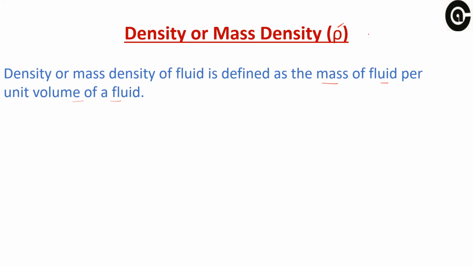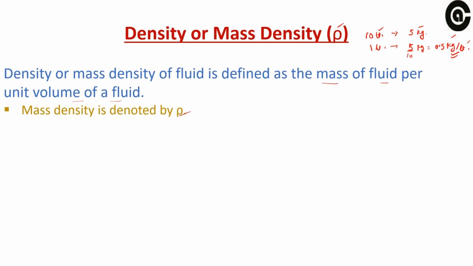So suppose, for an example, 10 liters of liquid contains 5 kilogram of the liquid. 10 liter is equal to 5 kilogram. So 1 liter will contain how much kilogram? 5 by 10 kilogram. So that means the density is 0.5 kilogram per liter. This is the mass density, which is the mass upon volume. So mass density is denoted by the symbol rho.